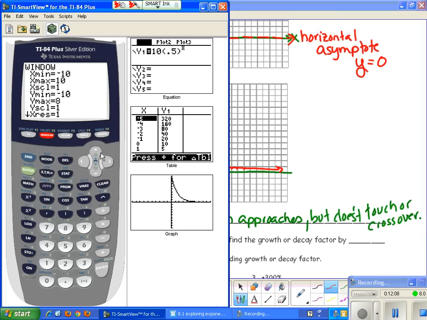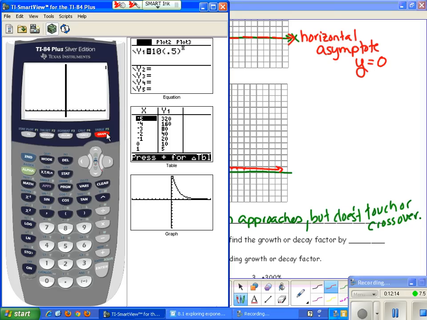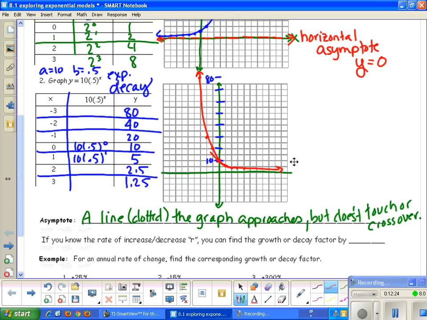Oops. I accidentally put 8. I meant to put 80. So now if I hit graph, notice we have a larger graph to look at. So my y values are coming closer and closer to this value of 0. However, I'm never going to be able to reach 0. So that means we have a horizontal asymptote at y equals 0.